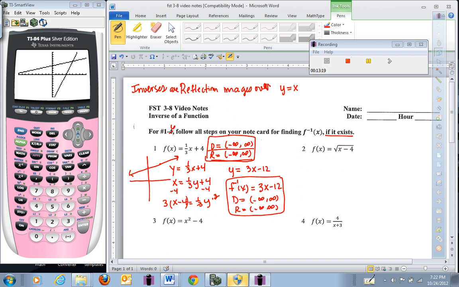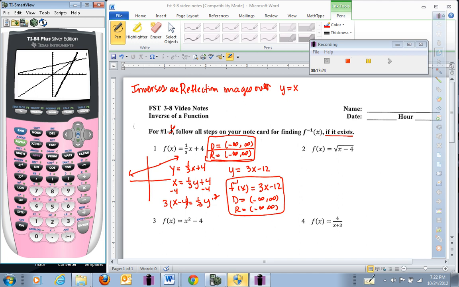So if I were to take this and say, graph for me the line y equals x, I'll put that on there as my mirror line. Let me make one of these thick. I'll make the second one thick. So here's my original. Here's my inverse. Does it look like the thick one is the reflection image of the thin one over the line y equals x? And I think it does.